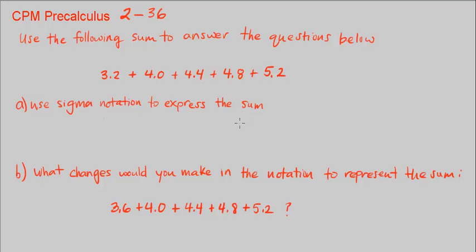This is CPM Precalculus Chapter 2, number 36. Use the following sum to answer the questions below. Here's the sum that we were given, and as you see, you add 0.4 to get from 4 to 4.4, add 0.4 to get from 4.4 to 4.8, and add 0.4 to get from 4.8 to 5.2. But this one, you're adding 0.8.